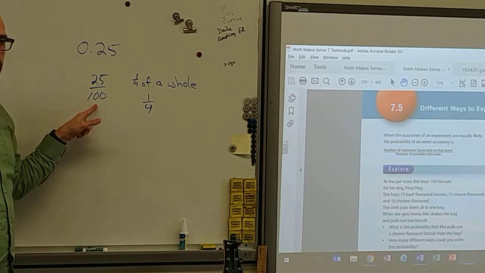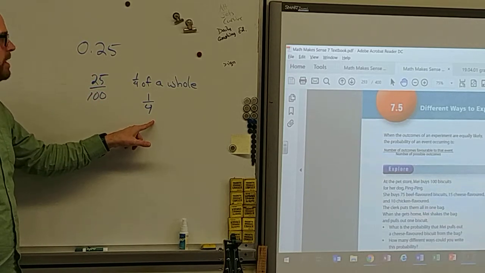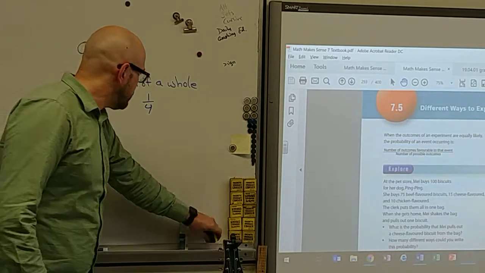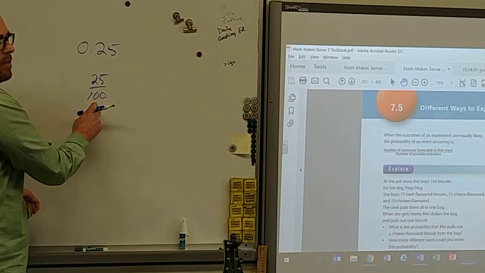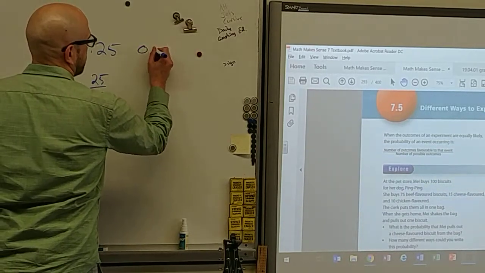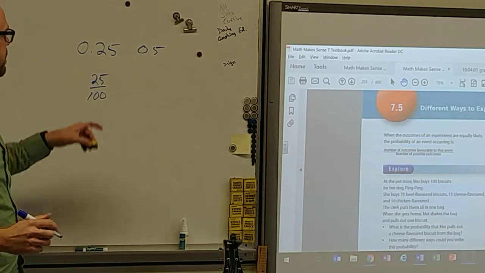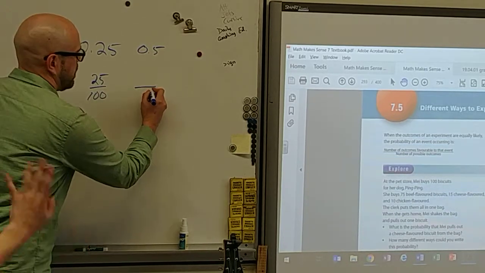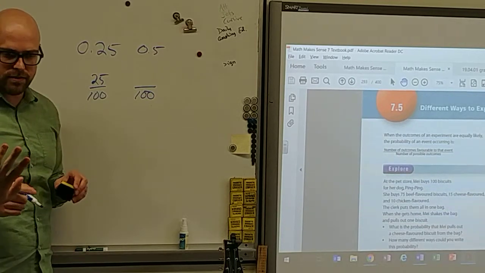Okay, so 0.25 or 25 hundredths. I like this one, it's kind of easy to change it from this to that. And I like the quarter too, because it is a quarter of a whole. Is this a quarter of a whole? It is. So let's run with that. If this equals that, how about you write it like this. We have 25 hundredths here. What can we write here? Can you put it in hundredths? Yes, put it in hundredths.